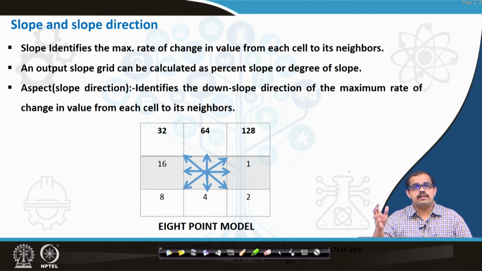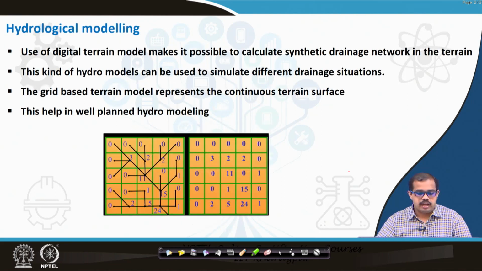Any output slope grid can be calculated using the percentage slope or degree of slope. Aspect, or slope direction, identifies the downslope direction at the maximum rate of change in value from each cell to its neighbors. For example, I am showing you this.